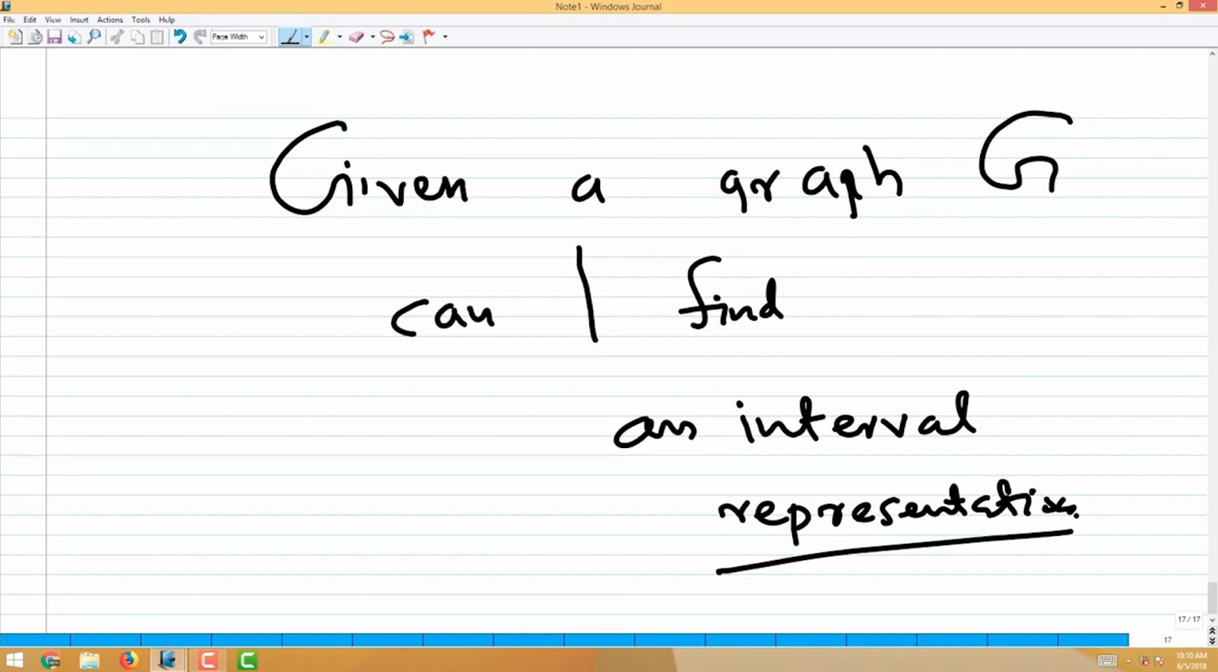Is that always possible? In the earlier case, I told that I can always do it with arbitrary sets. But then with the intervals, it's not always possible. Can you guess some example of a graph for which an interval representation is not possible? C4 is a famous example.